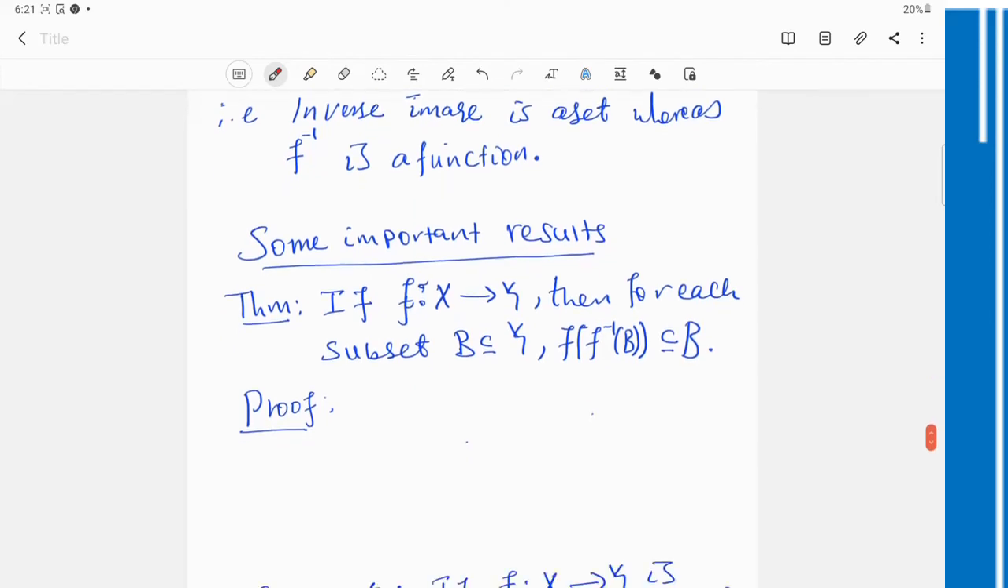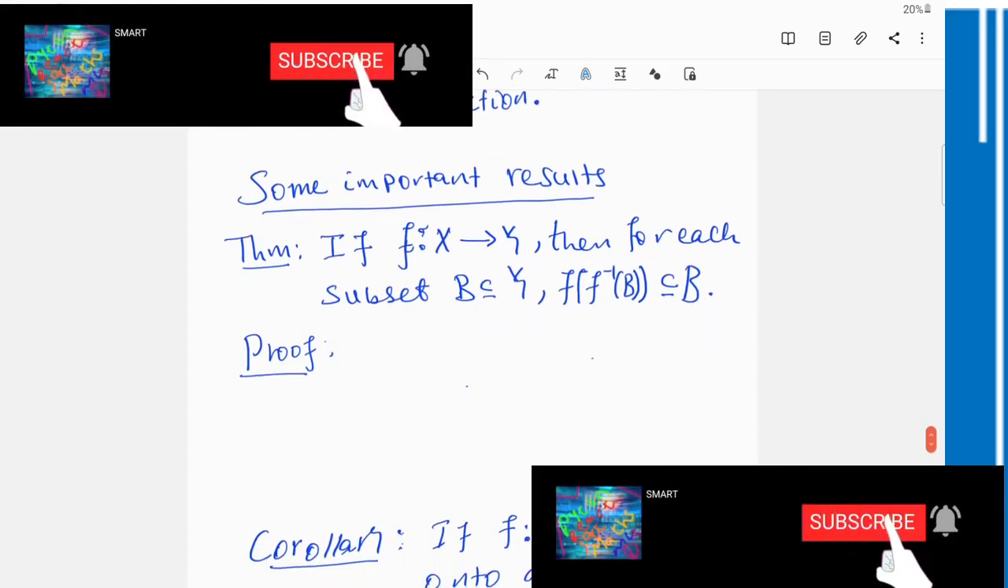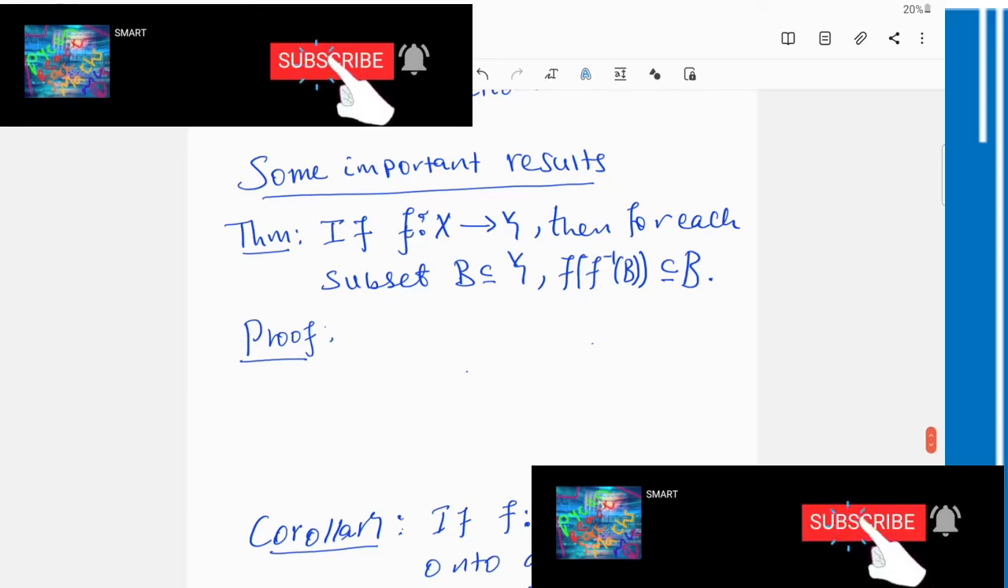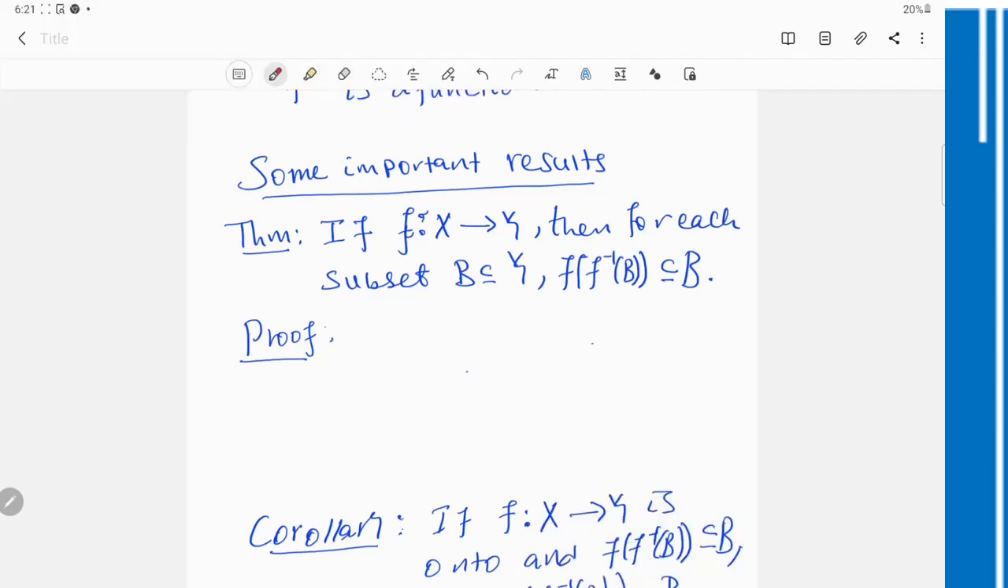So let's see some important results. If f from X to Y is a map, or a function from X into Y, and B is a subset of Y, then f composed with f inverse of B is always contained in what? In B. f composed f inverse of B is contained in B. Now let's see the proof.